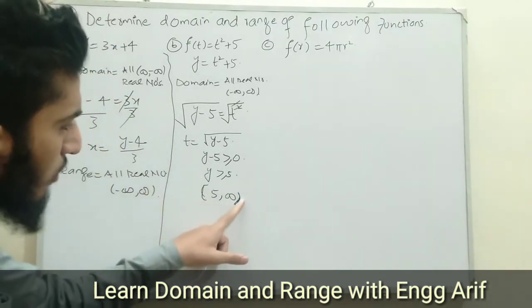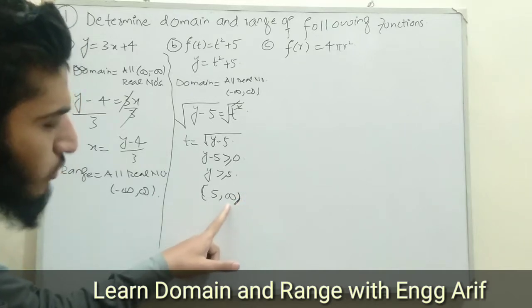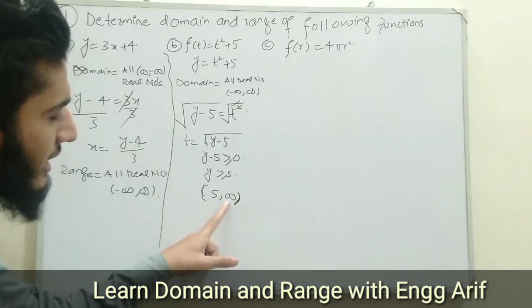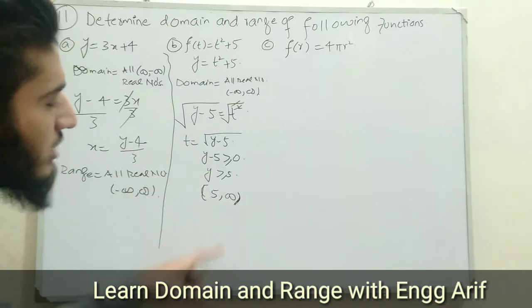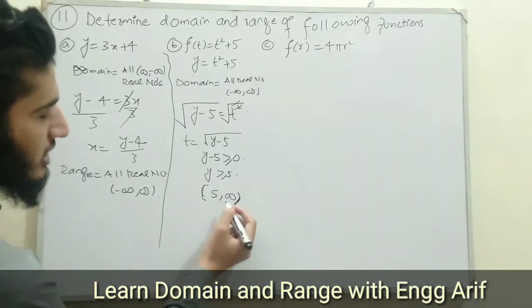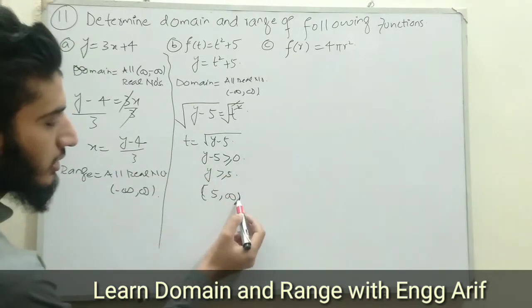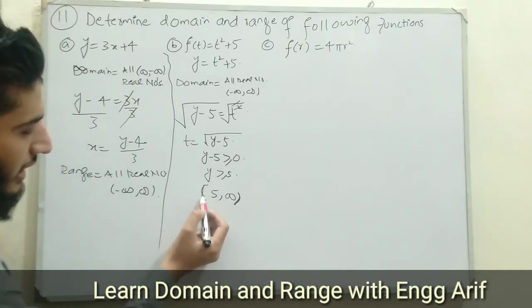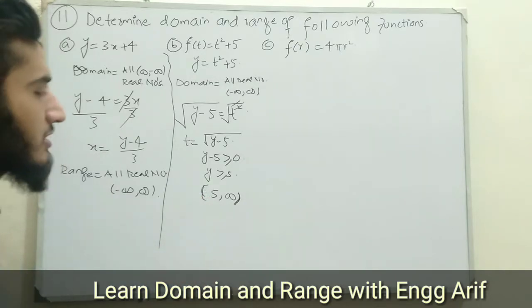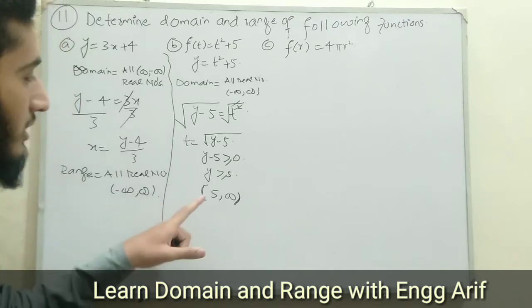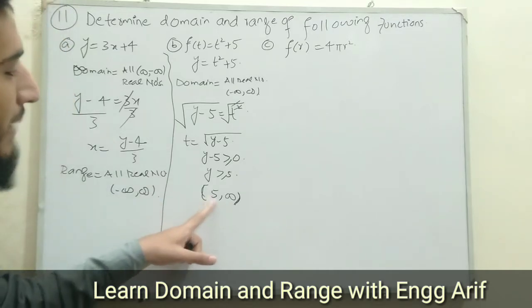Why do I take an open bracket or open interval over here? Because we know that infinity is not a specific value, it is continuous. That's why this value moves on, and that's why I take the open bracket. Over here with pi I take the closed bracket. It means that pi is a constant and it cannot change over here. That's why the range for this function will be pi to infinity.